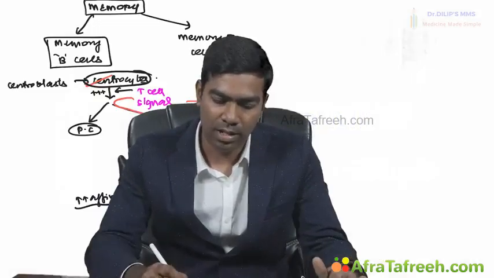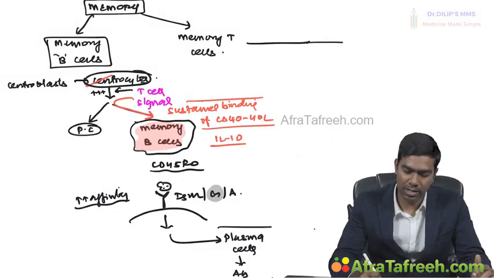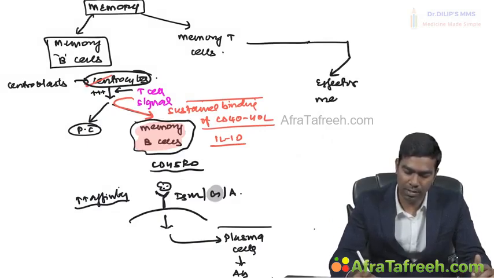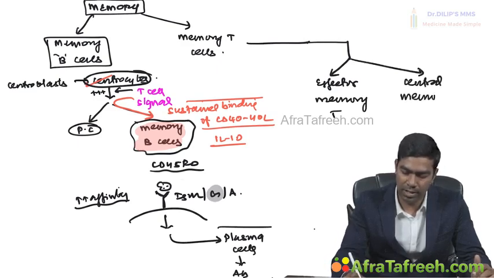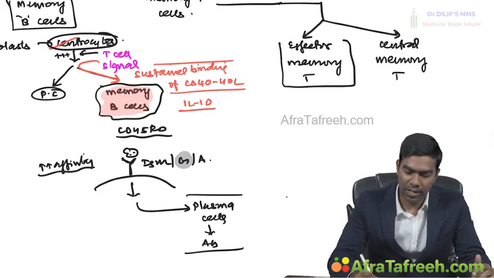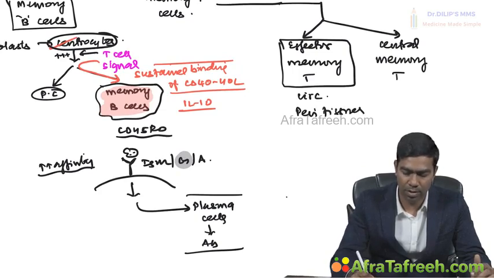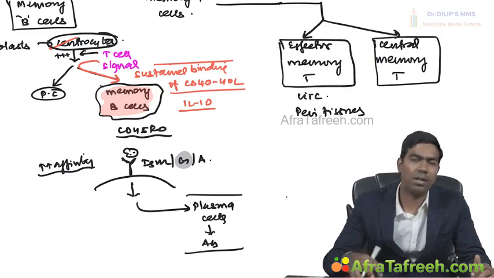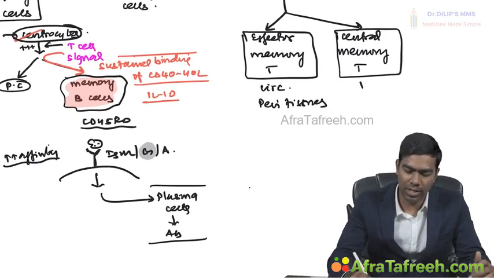And the next thing is memory T cells. There can be two types of memory T cells. One is called effector memory T cells, and the second one is called central memory T cells. These effector memory T cells will typically be seen in the circulation and in the peripheral tissues. They migrate to the peripheral tissues. And the central memory T cells typically locate within the lymphoid organs.